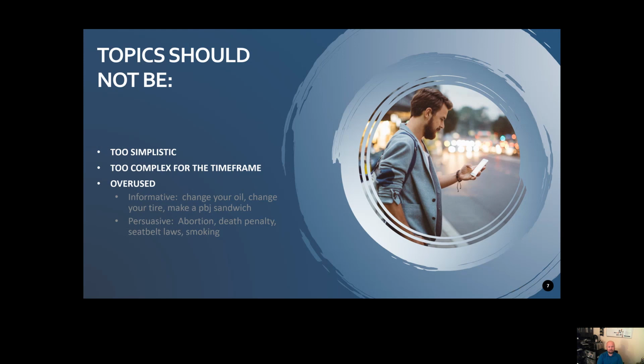When it comes to persuasive topics, we'll talk about these a little bit more. But things that are overused are like the abortion, death penalty, seatbelt law, smoking. We've heard those topics 100 times.